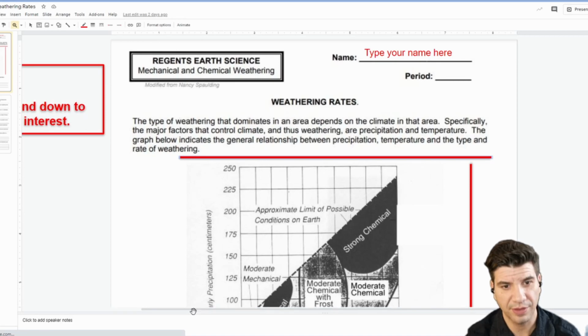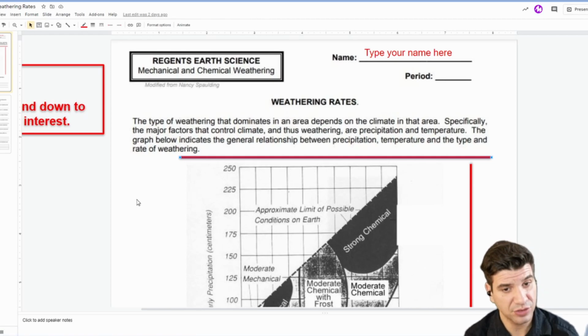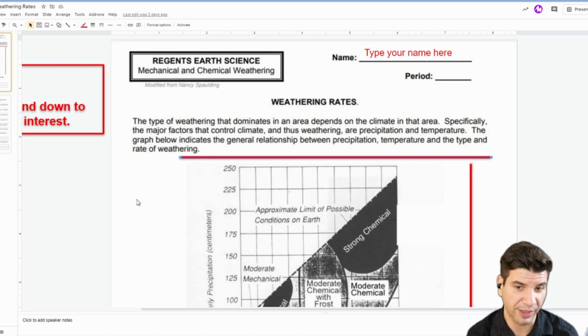So you'll type your name in there. It says the type of weathering that dominates in an area depends on the climate in that area. Specifically, the major factors that control climate and thus weathering are precipitation and temperature. The graph below indicates the general relationship between precipitation, temperature, and the type and rate of weathering.